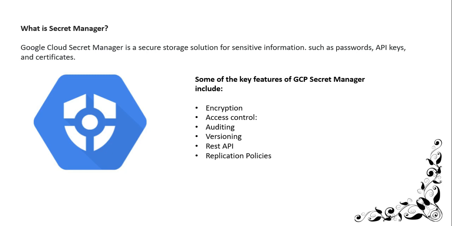Next one is versioning. Secret Manager supports versioning. You can store multiple versions of the secrets and roll back to a previous version if you need it. Next one is the REST API. You can use programmatic access also. Next one is replication policies. If you are looking for highly available secrets, you can replicate across multiple regions.